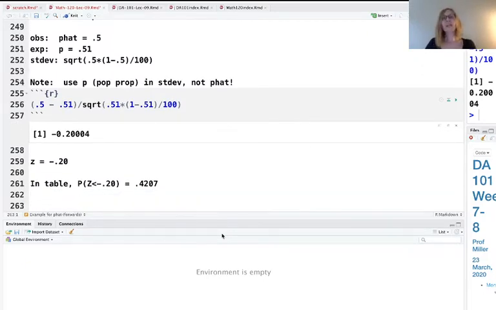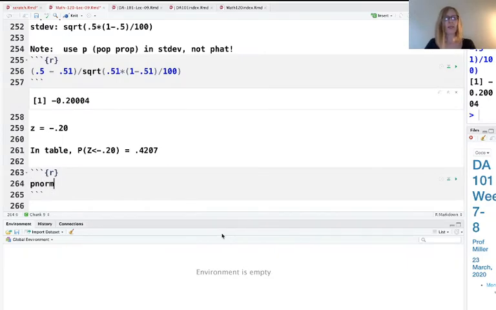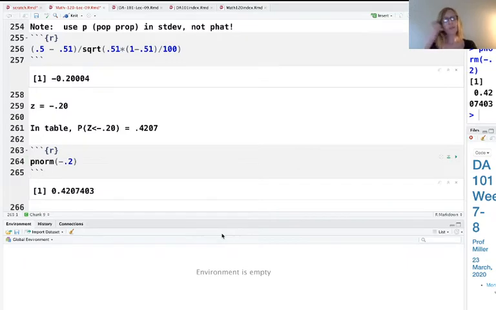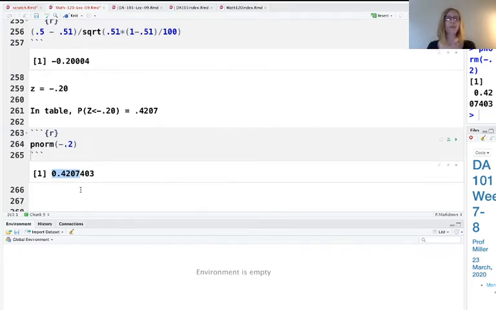In my notes last time, I used the pnorm command, which does exactly the same thing, pnorm of negative 0.2. This gives me a few more decimal places of accuracy, but it's still the same number, 0.4207. You can do either way you want. On the quiz, if you want to use R and use pnorm to find out your probabilities, that's totally fine too. I'm not there watching you, so there's no way I can know. However you feel comfortable is totally fine on the quiz.